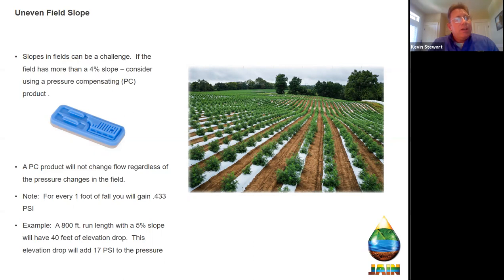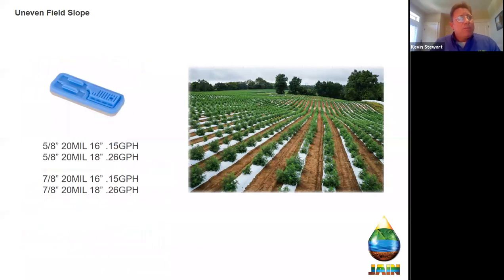Our Cascade has a low one. It's not pressure compensating, but it does have an emitter exponent in that 0.2 to 0.25 range, so much better than some other products. But again, that's not fully pressure compensating, but we do have a PC product that will work very well. I've listed some of the products. Again, we make this in a 20 mil. Common products would be a 16-inch or an 18-inch spacing. We make this in a low flow, which is a 0.15, and also in a medium flow, which is a 0.26.